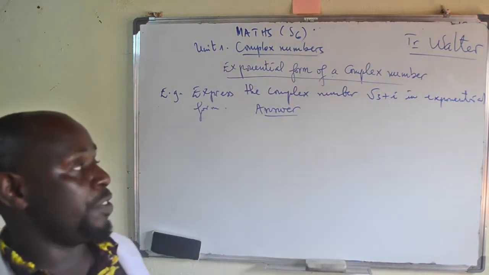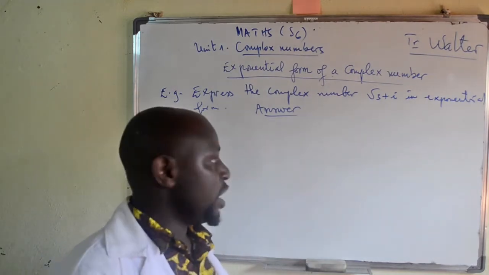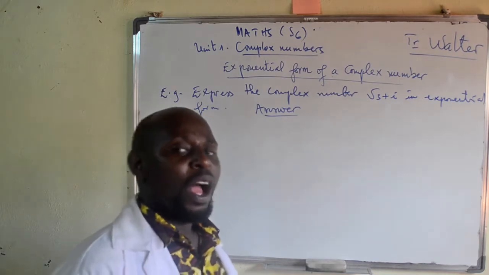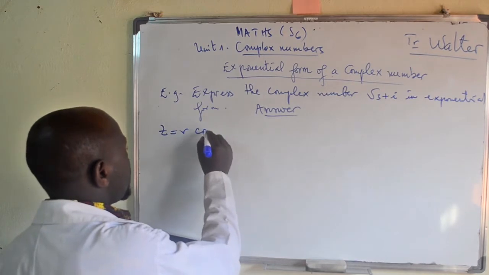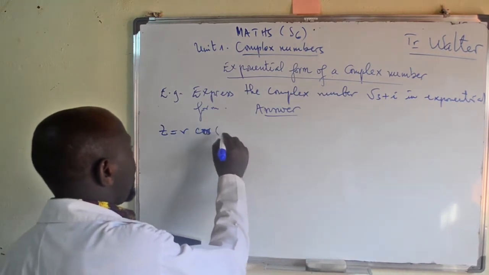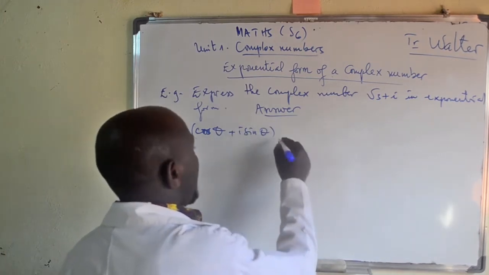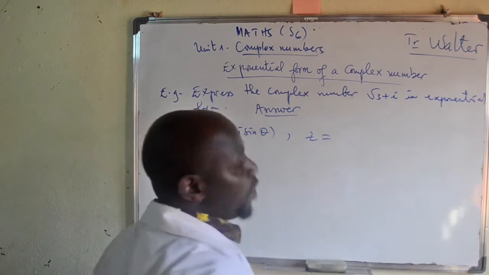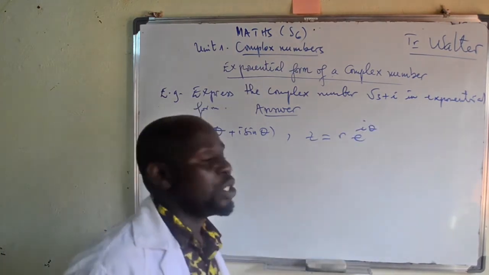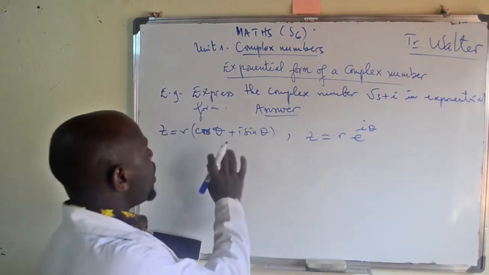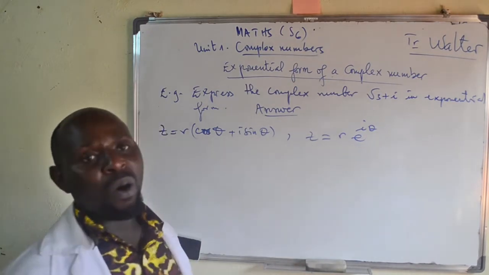What you observed, ladies and gentlemen, is that there is a certain relationship between the exponential form and the trigonometric form. What is that relationship? If we have z equal to r(cos theta plus i sin theta), and we have the exponential form z equal to r e to the power i theta, the relationship is that we all need to find r and theta. We all need to find the argument and the modulus.